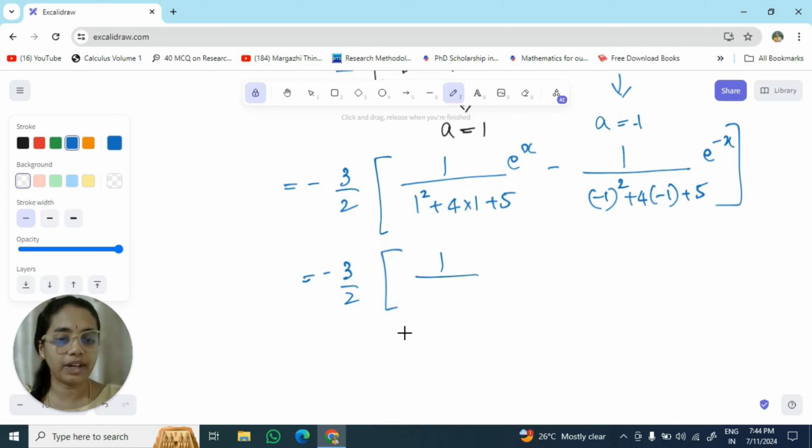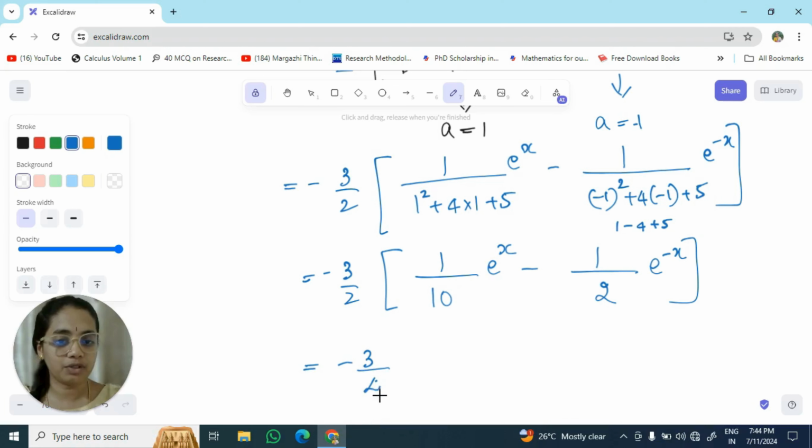We get minus 3 by 2, 1 divided by 5 plus 4, 9, plus 1, 10, e power x, minus 1 divided by, we have 1 minus 4 plus 5, right? So 6 minus 4 is nothing but 2, e power negative x. So what would be our PI? 3 by, you can also take 2 common, it becomes 4. We have e power x by 5 minus e power negative x.